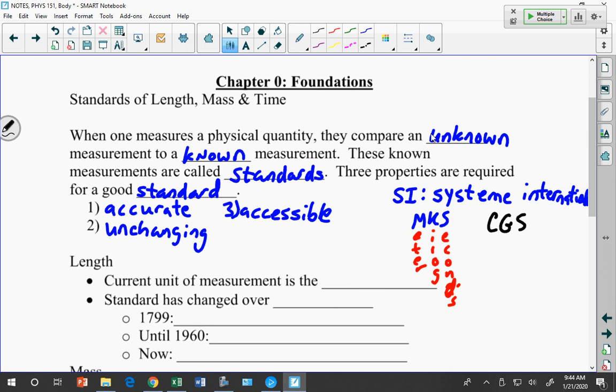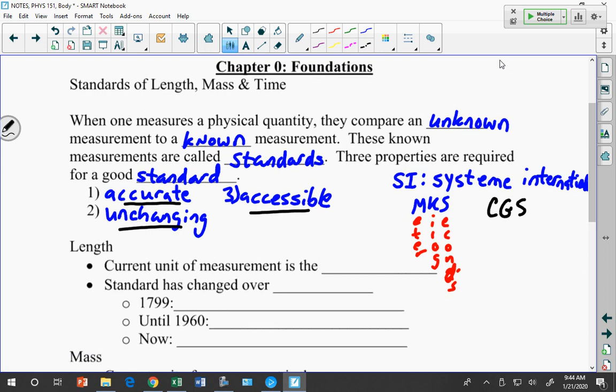So, length, mass, and time, each of these need to be accurate, unchanging, and accessible. The current unit of measurement for length is the meter, and the standard has changed over time. It's kind of interesting to think about how the standard has changed, because it's changed in response to having these three attributes met. That is, is it accurate, is it unchanging, and is it accessible?